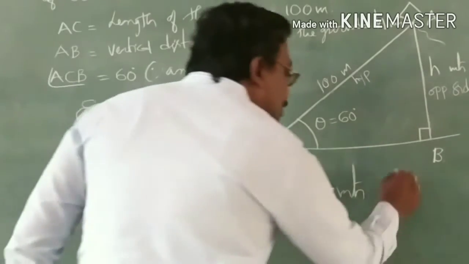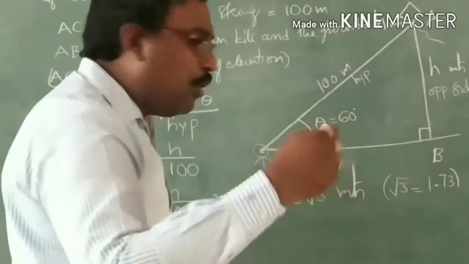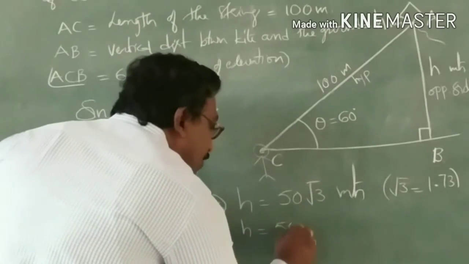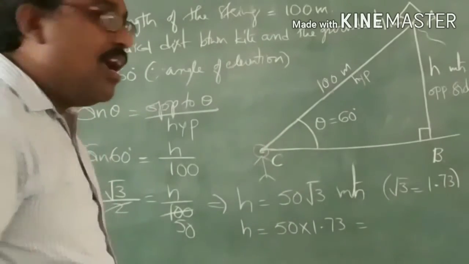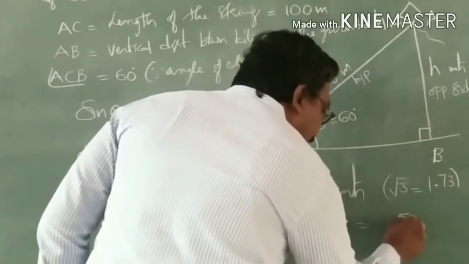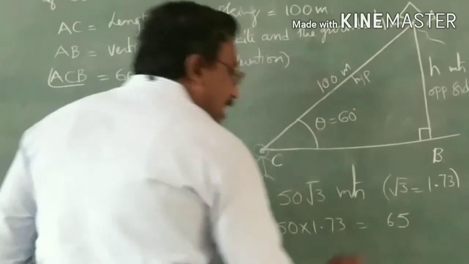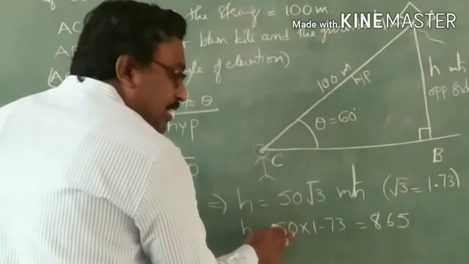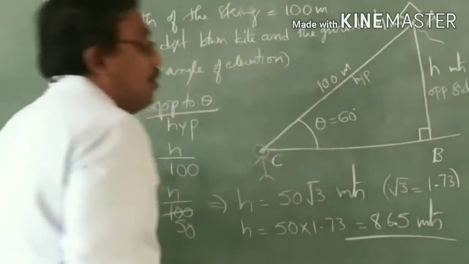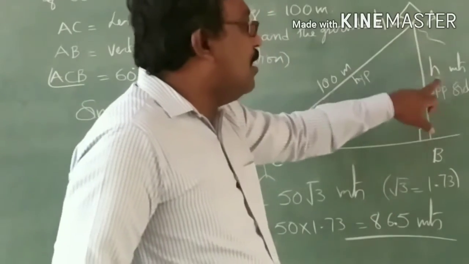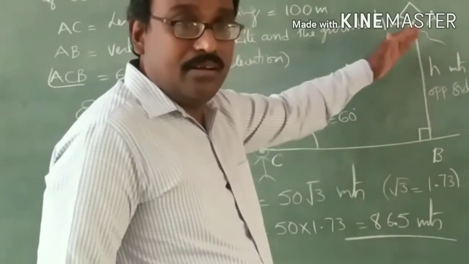Or else you can use the value of root 3, 1.732. Then h is equal to 50 into 1.732. If you multiply, you will get the answer. 5 3 is 15, 1. 5 7 is 35 plus 1, 36, 3. 5 1 is 5 plus 3, 8. Here already 0 is there. Then here it will come around 86.5 meters. So the kite is flying 86.5 meters above the horizontal.